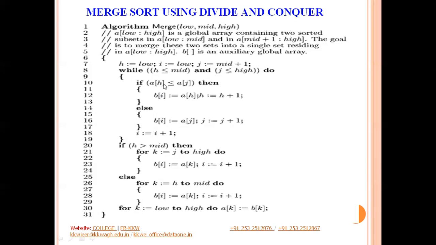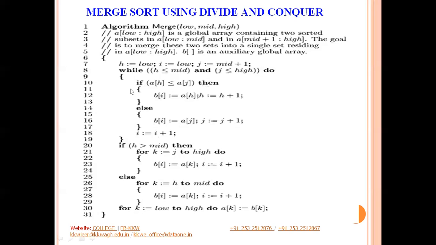So if A of H is smaller, we copy A of H in B of I and increment the H pointer. If A of J is smaller, then we copy A of J in B of I and increment the J pointer. Whichever condition is true, at the end we also have to increment the pointer I, because that is the pointer with which you are using the auxiliary array B. Anyway you are copying in that array, so you have to also increment the pointer I.